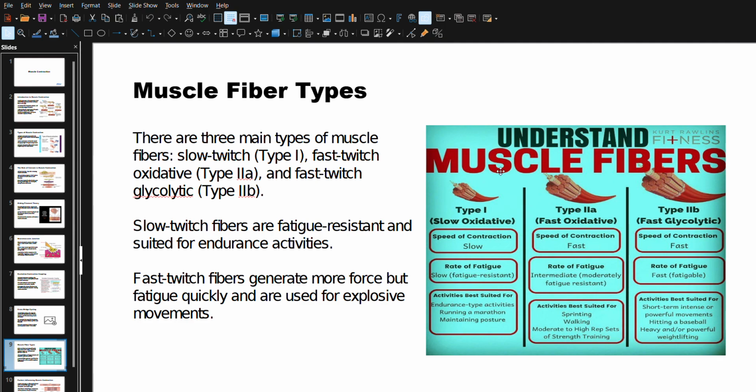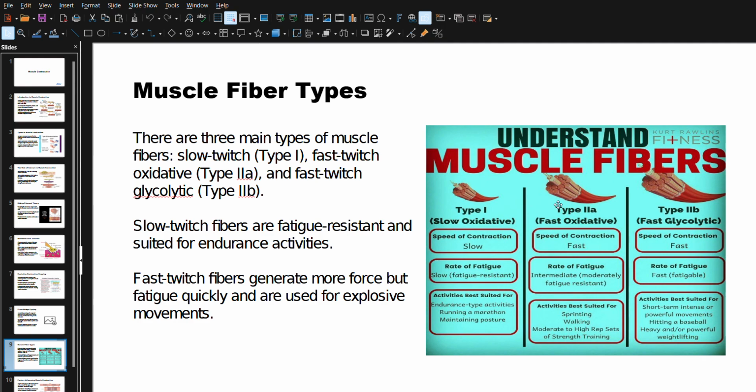Next, fast twitch fibers. What will they do? They generate more force but fatigue quickly and are used for explosive movements. Here you can see there are two types, as I told you all: fast twitch oxidative, which is type 2A, and glycolytic, type 2B. Speed of contraction will be fast here, and activities like walking, sprinting, and moderate to high strength training, this type of muscle fiber will work on.